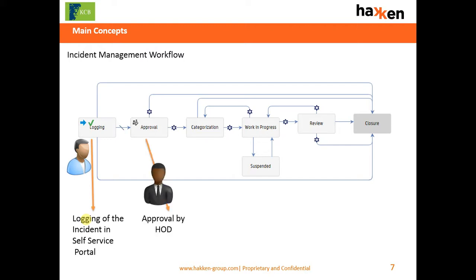After being logged, the incident will move to the approval phase, where the head of department needs to approve or deny. As you can see, if the approver denies, then the flow will move to the closure phase. It will be automatically closed. If the approver accepts this incident, then it will move to the categorization phase.